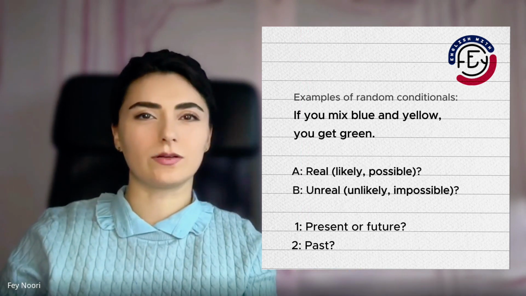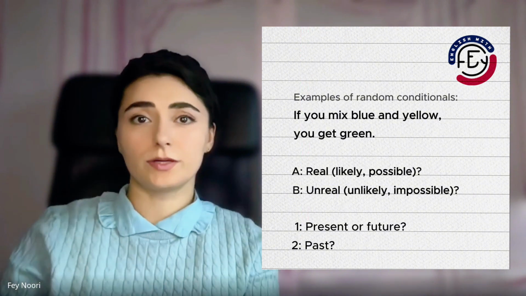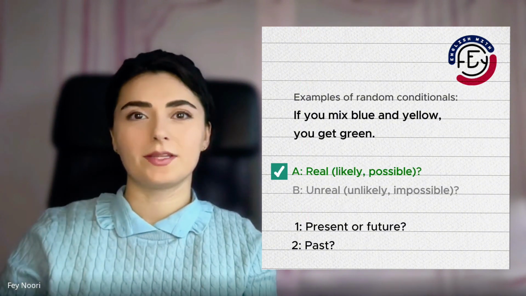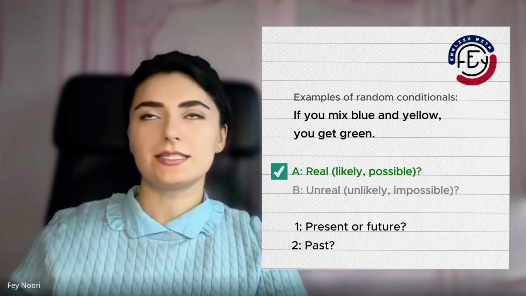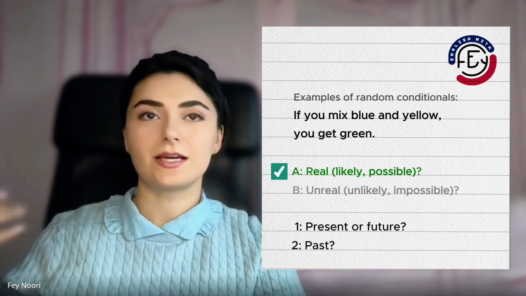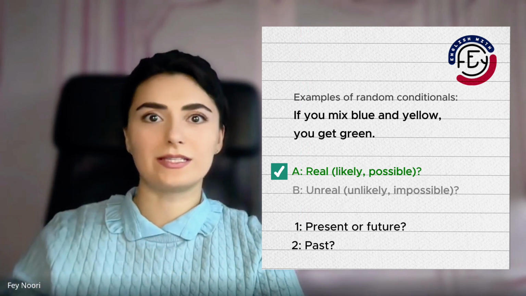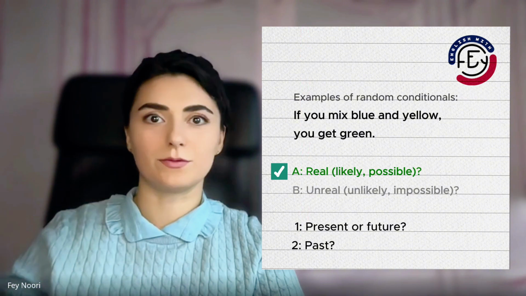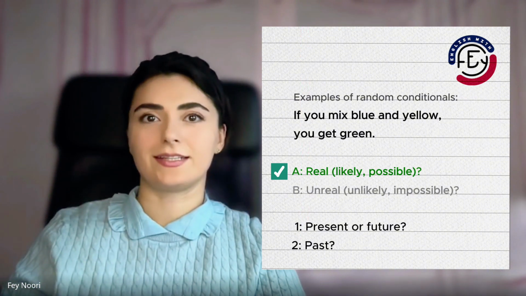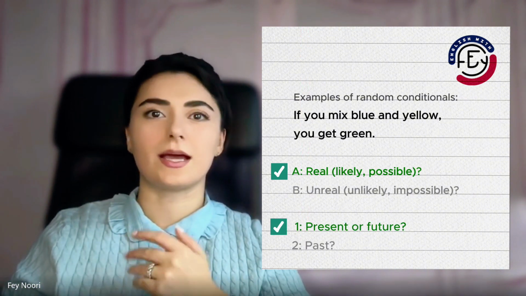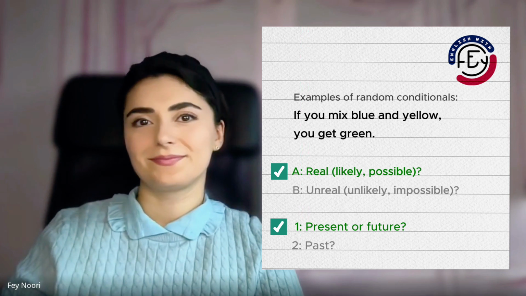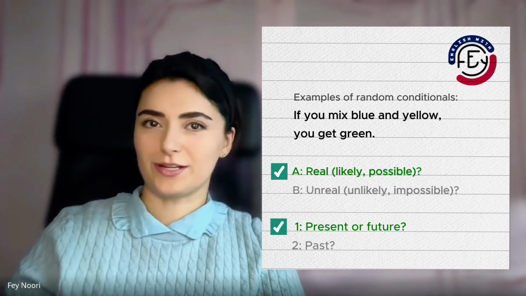Is this real or unreal? It's real because it can happen. Question number 2, is this about something that happened in the past, or can this always happen now in the future? Exactly. To answer question number 2, this can happen in the present and future. All right, let's see one more example.